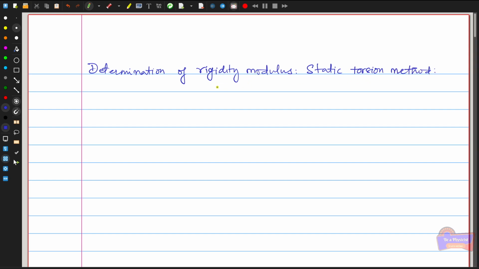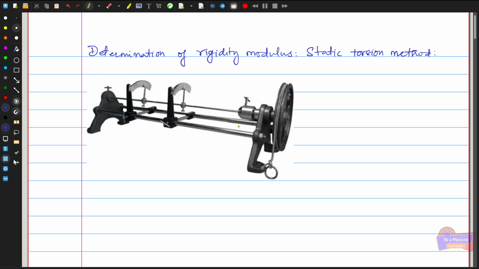In this method, we take a long cylindrical wire, with one end rigidly fixed at one part, and in another part we attach a wheel. With this wheel we add a weight, so that when we add the weight, the wire is twisted and experiences a torsion. We are going to find out what the torsion is. This is the apparatus we will use to calculate the rigidity modulus of the wire.